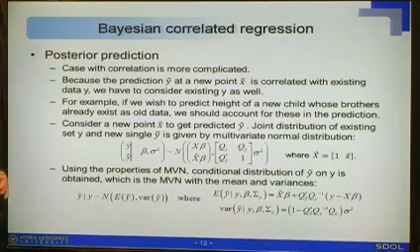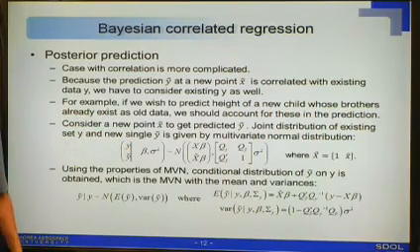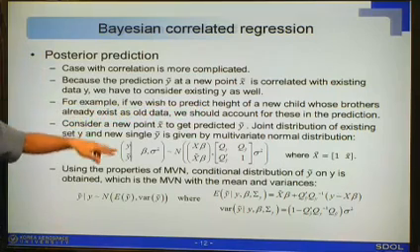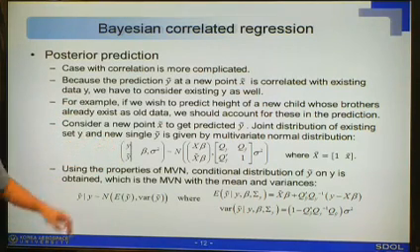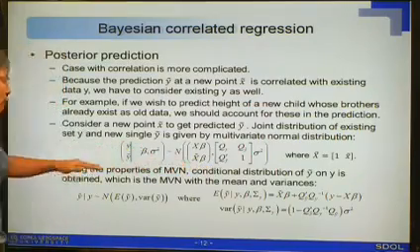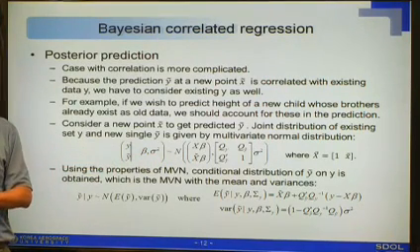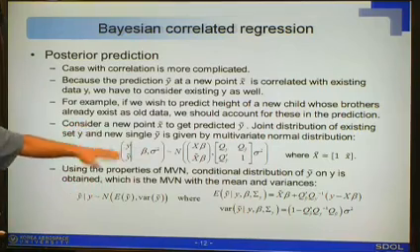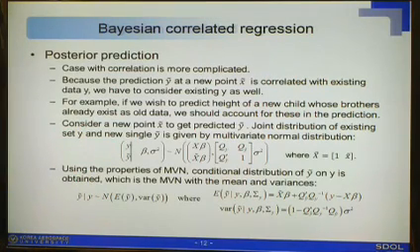For example, if we wish to predict the height of a new child, whose brothers already exist as the old data, then in this case the existing brothers play the role of existing Y. And the new child is something like a new Y. And we cannot do this independent of the existing Y. Then we have to construct the likelihood in this form. This is another difficult point for the students to understand. And we can manipulate this expression to obtain the equations at the bottom.